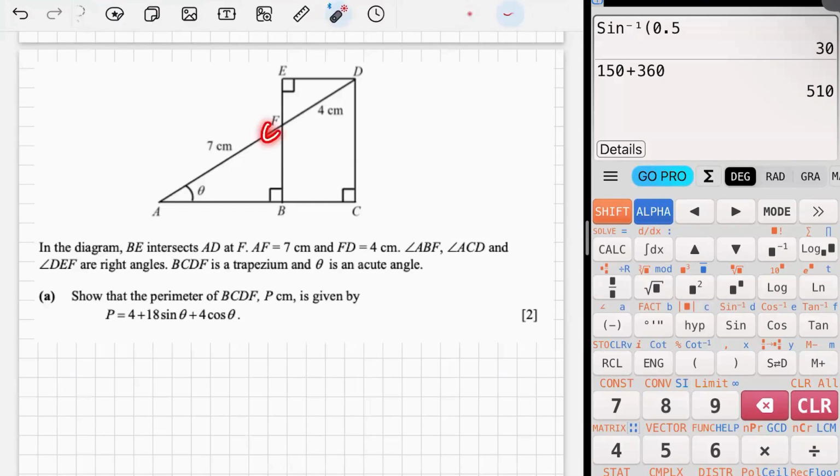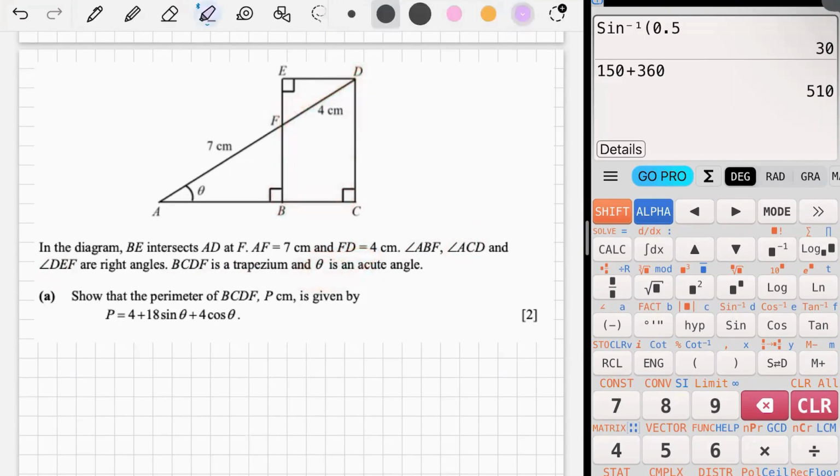They intersect at D. Okay, label, FD is 4, FA is 8. Then after that, we have ABF, ACD, DEF. So what we see from here is that it's a trapezium. What's the trapezium? BCDF. And then theta is acute.